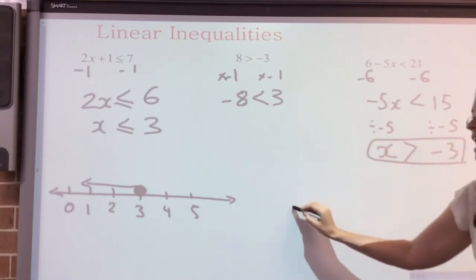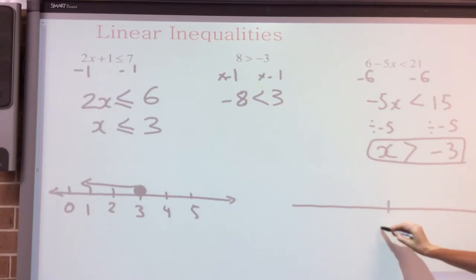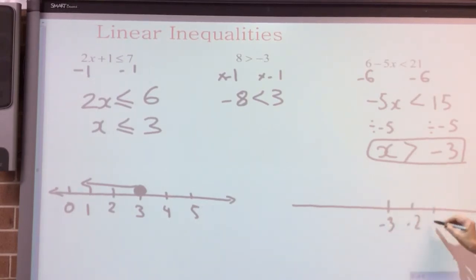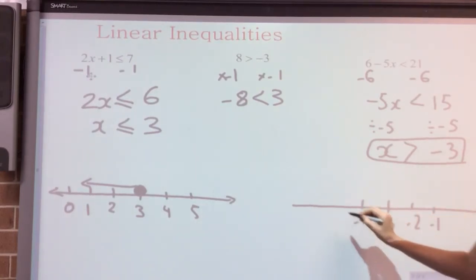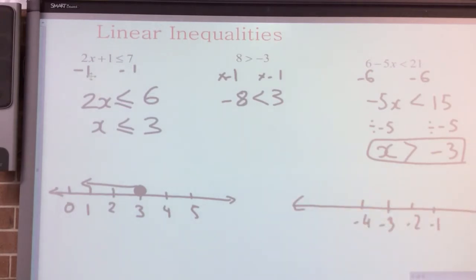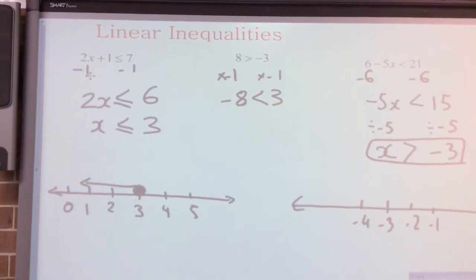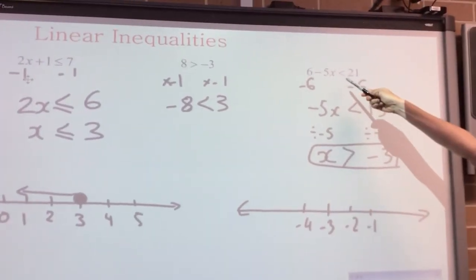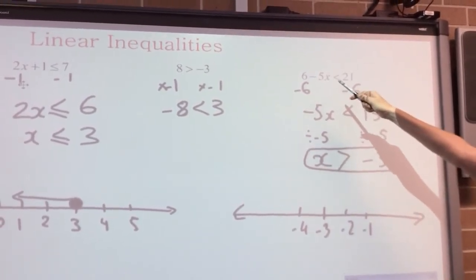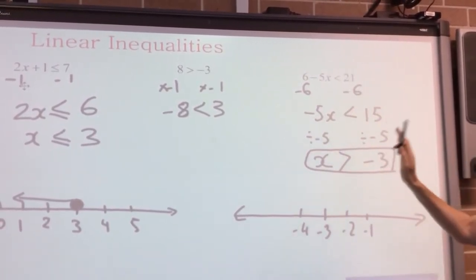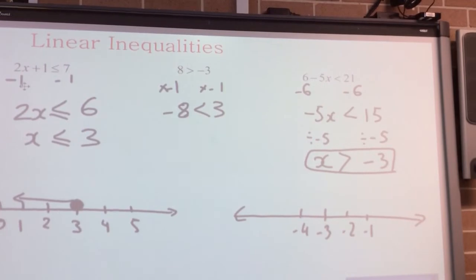Now if I wanted to draw that on a number line, I'm going to put minus 3 in the middle. Okay, now this time I want to show everything is greater than negative 3, but I can't actually equal negative 3. Because if I put negative 3 in there, it equals exactly 21. And I can't equal exactly 21 because it says I only want less than.